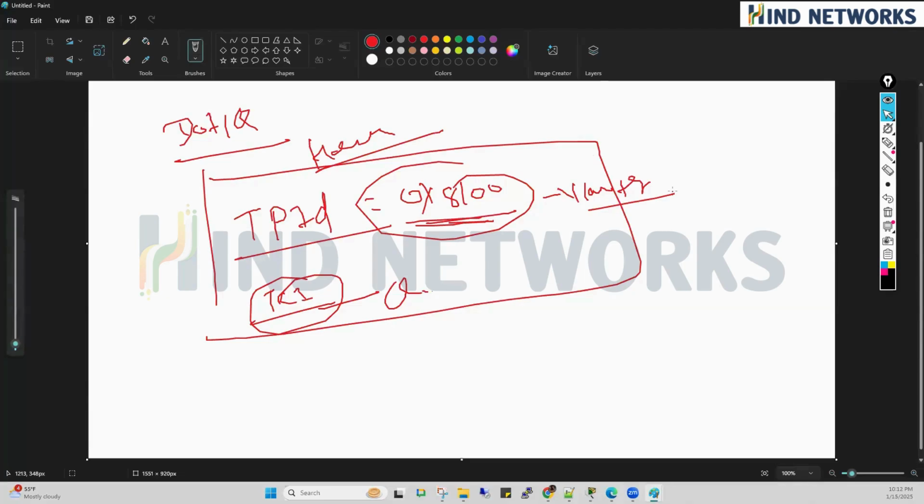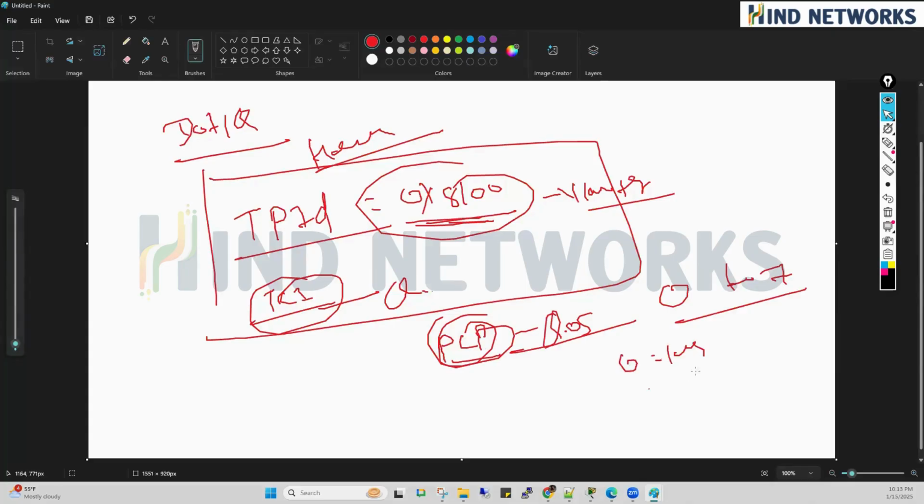Getting my point, everyone? Now again, you will get the next field, called PCP. PCP means priority code point. Basically, this field is used for quality of services. Here you will get a value from 0 to 7. This is something advanced, but I'm just telling you for your information. 0 means low priority, 7 means high priority.